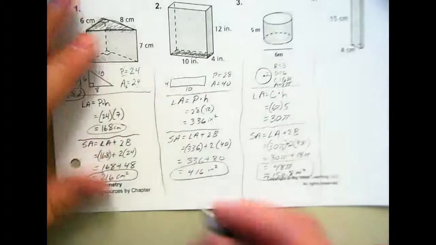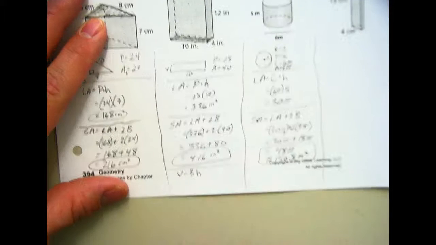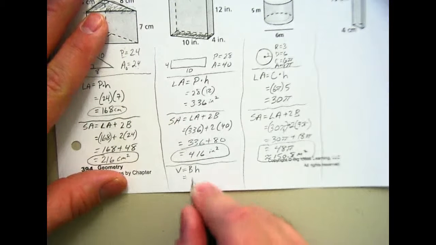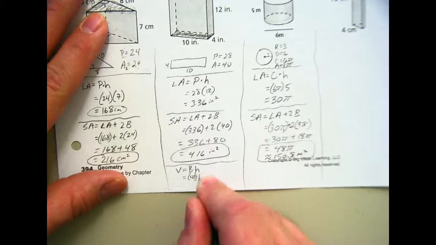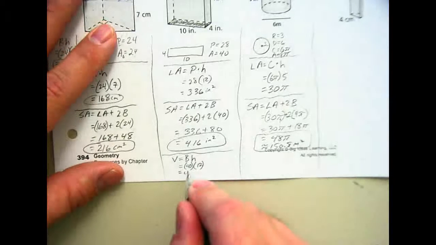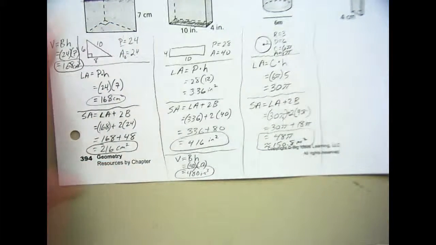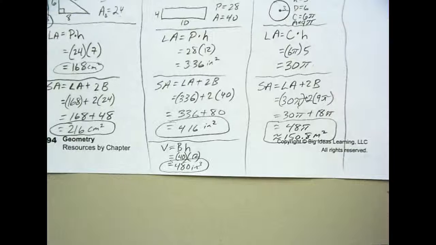I want everyone to calculate the volume for 2 and 3. Number 2 and 3. Bless you. So it's 40, all right, 40 times 12, 480. How many got it? Yeah, man. All right, 480 there. Any questions on it?